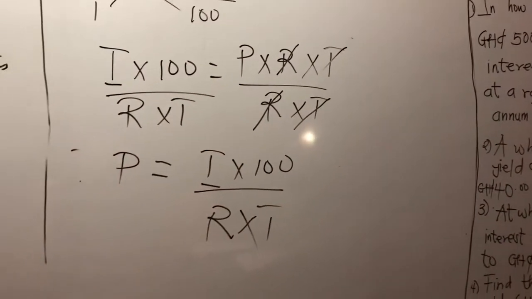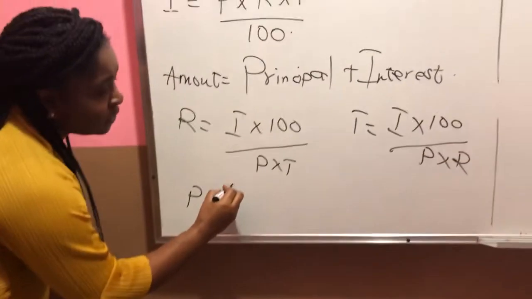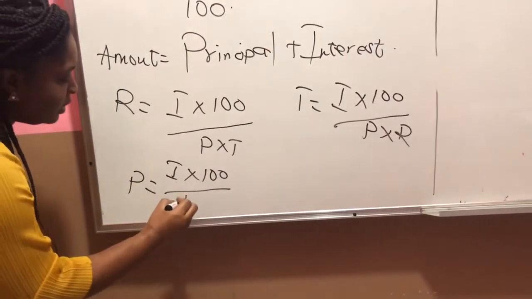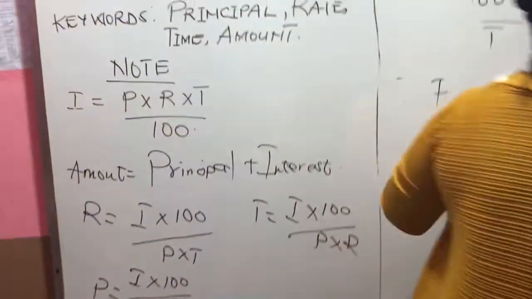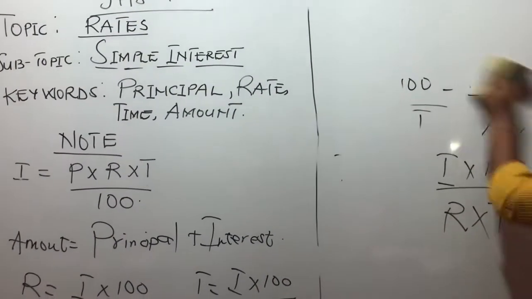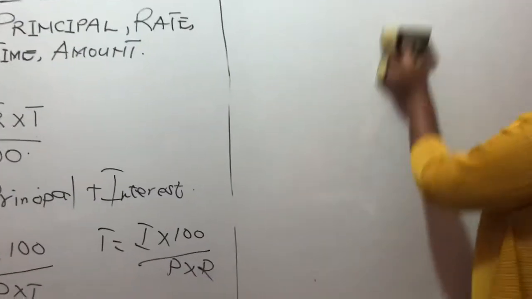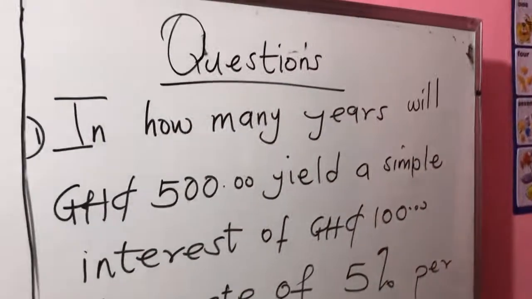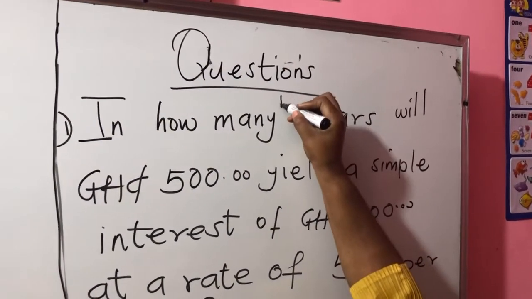So our third formula for the day is principal is equal to what? Simple interest times 100 all over what? R times time. Okay. So since we have our formulas at the other side of our board, now we can start solving today's question. So this is what I'm talking about. In how many years? What are they asking you to find? Time.